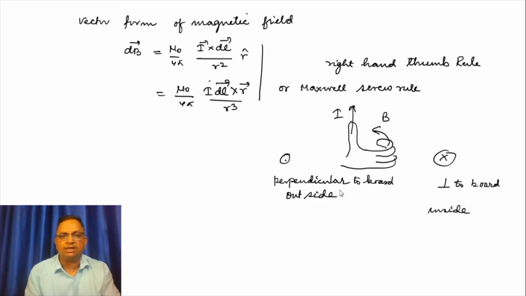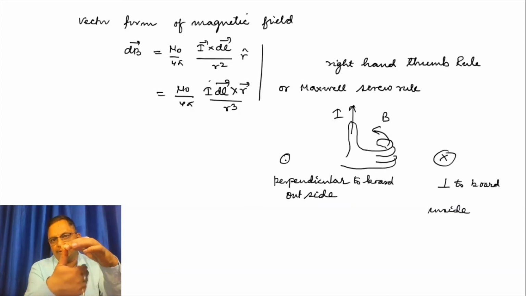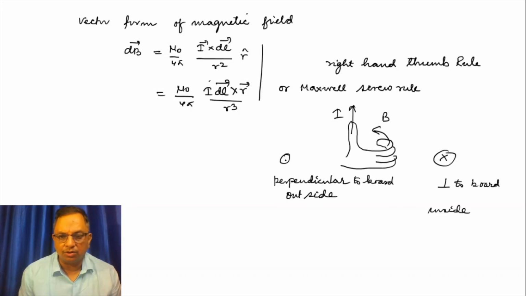Just take the right hand thumb rule. Our thumb represents the direction of current, then the fingers around it represent the direction of magnetic field. This is all about your Biot-Savart rule.